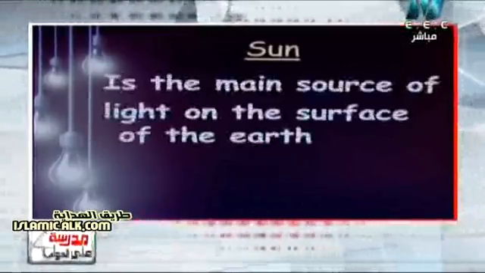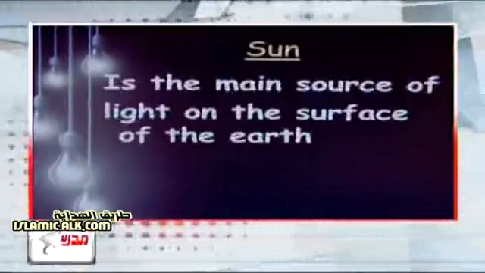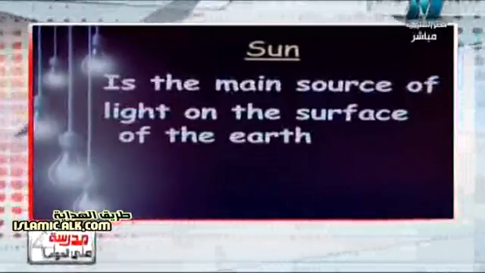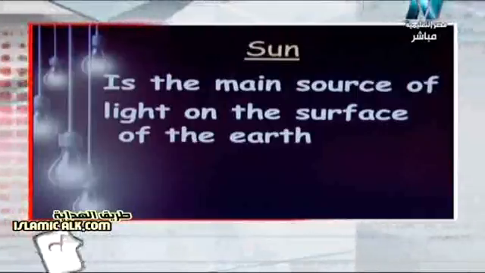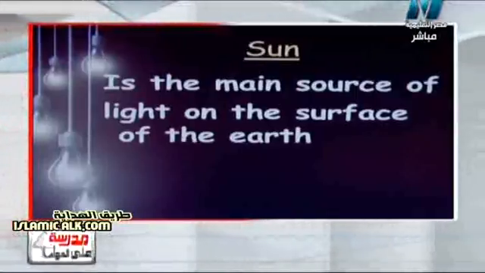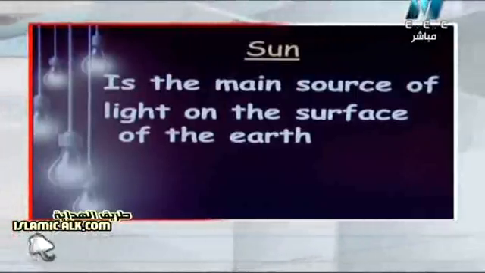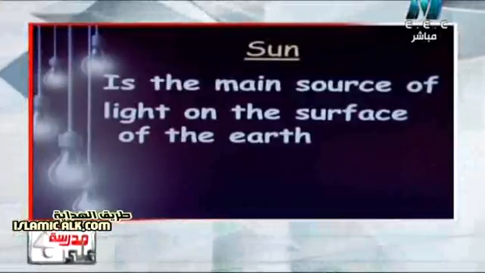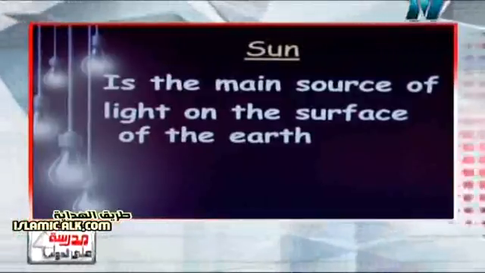So let's start with the sun. I think all of you, and I'm sure all of you, know that the sun is the main source of light on the surface of the earth. The sun is the main source of light on the surface of the earth. Again, the sun is the main source of light on the surface of the earth.